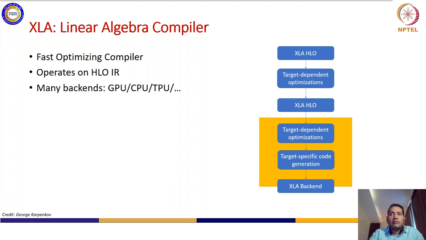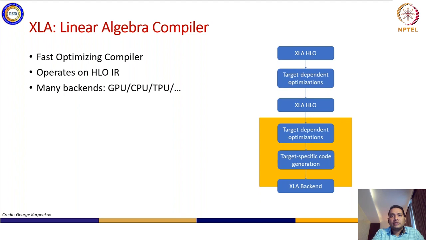The input for this compiler is HLO, which is high level optimized XLA. Depending on the target dependent optimizations, it will generate another set of XLA HLO. This in turn gets converted into code generated for the XLA backend. And then the XLA backend will actually provide the kernels for the target GPU, TPU, and CPU. It operates on the HLO IR, and it's fast enough not to be noticeable for large models.